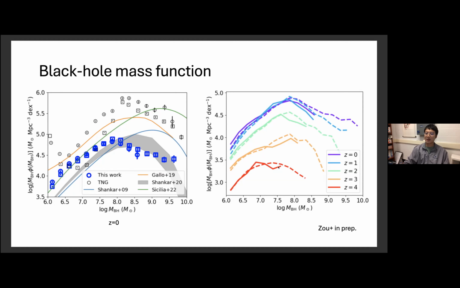Then we can also obtain the black hole mass function at different redshifts from 4 to 0. You can see that the black hole mass function increases from redshift 4 to 1, and basically locks down and shows very little evolution from redshift 1 to redshift 0. That's also an interesting finding. And that's the black hole mass function.